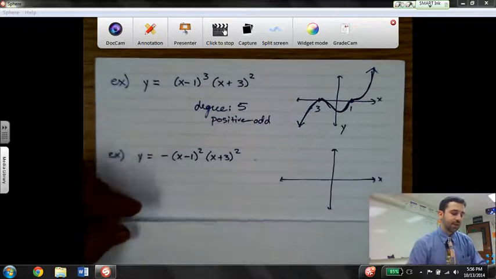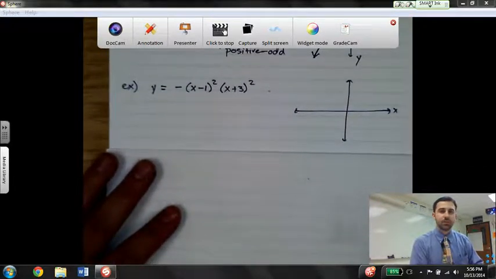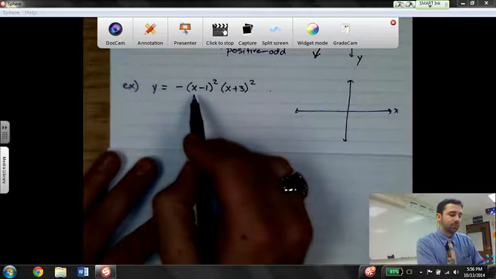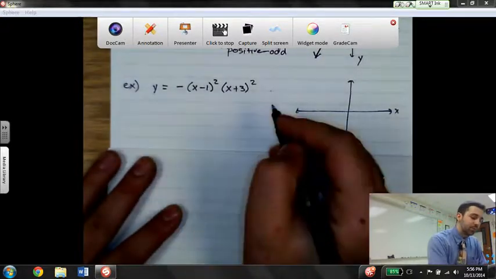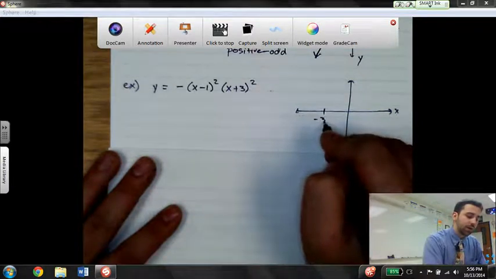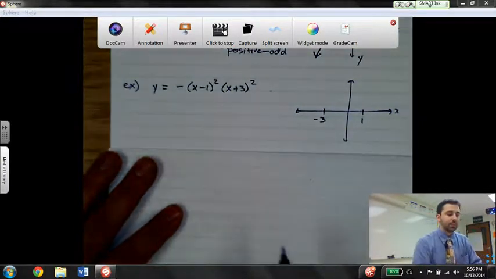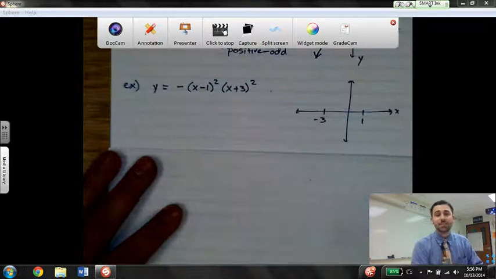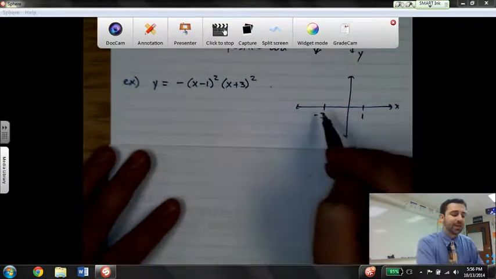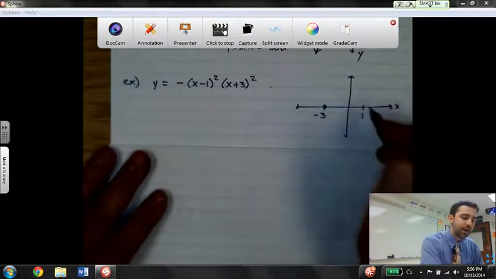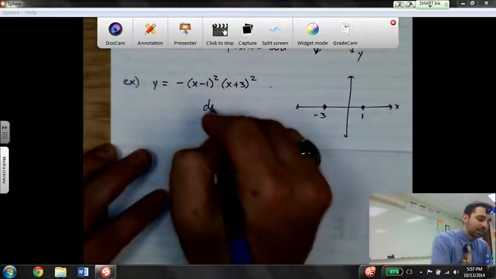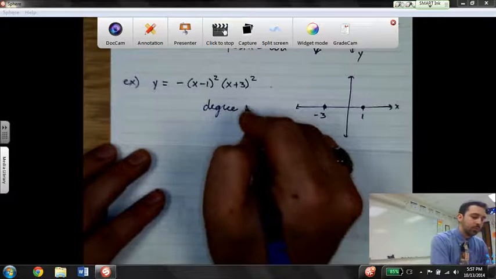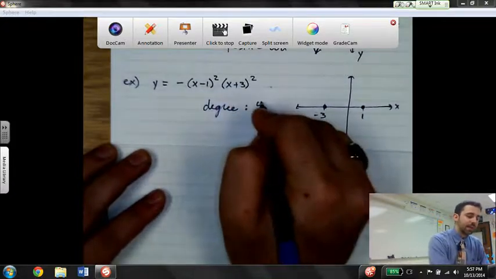When you're graphing with a multiplicity of 3, you want to make sure you emphasize that change in direction. So let's look at another example. Y equals negative (x minus 1) squared times (x plus 3). Once again, my roots here are negative 3 and 1. Each root now has a multiplicity of 2. So at each of these roots, I will have a mini parabola or a double root. I identify my degree, which I add the exponents and I get 4.